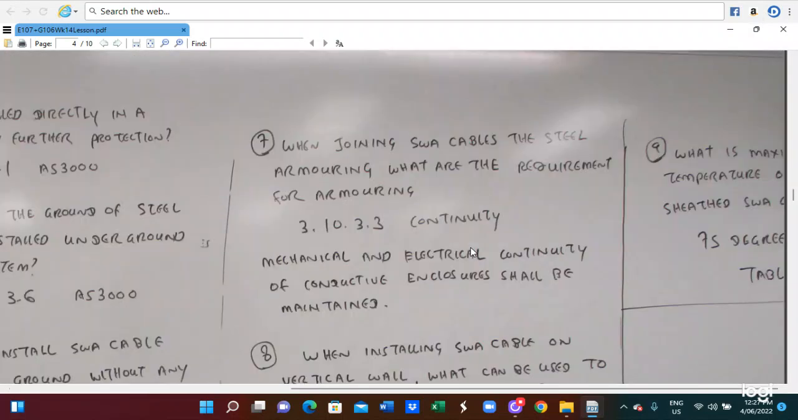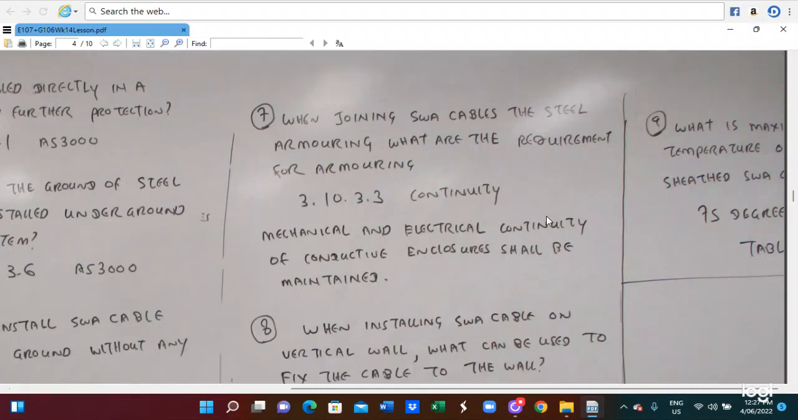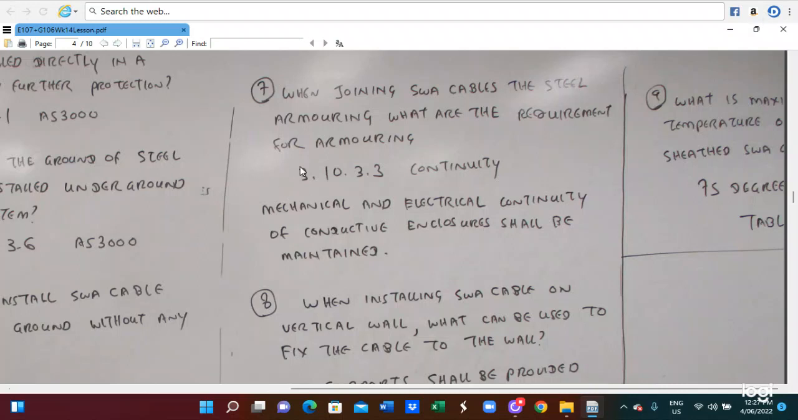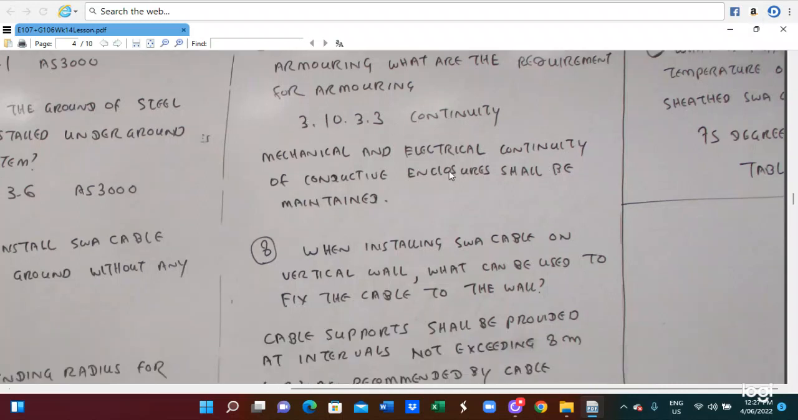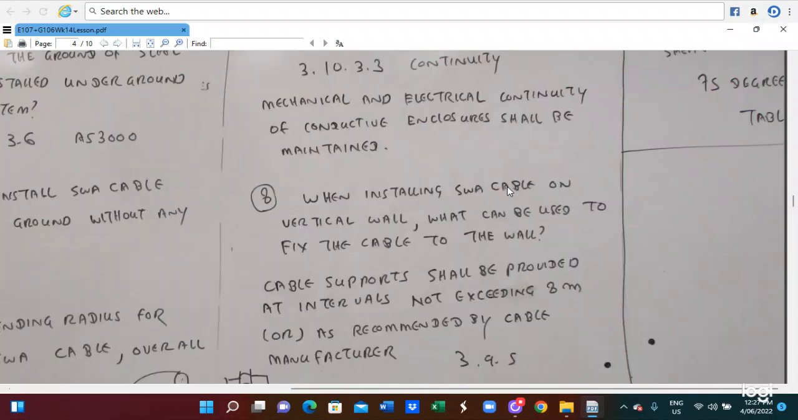The next one is when joining the SWA cable, in the steel armoring, what are the requirements for the armoring? In this case, we follow 3.10.3.3 continuity. The mechanical and electrical continuity of the conducting enclosure shall be maintained.